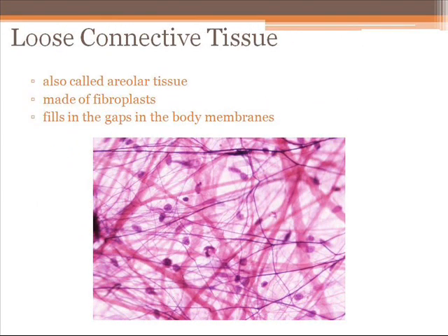Loose connective tissue is also known as areolar tissue. It is made up of fibroblasts and creates very thin layers to fill the gaps between skin and the organs beneath it, and the space between muscles. For example, this is the tissue that keeps the dermis tissue of the skin attached to the subcutaneous fat layer beneath it.